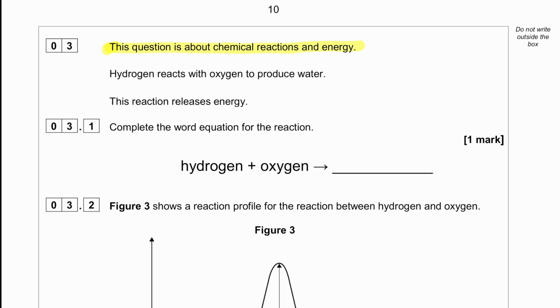This question is about chemical reactions and energy. Hydrogen reacts with oxygen to produce water. This reaction releases energy. Complete the word equation for the reaction. So when hydrogen reacts with oxygen, it is going to produce water.